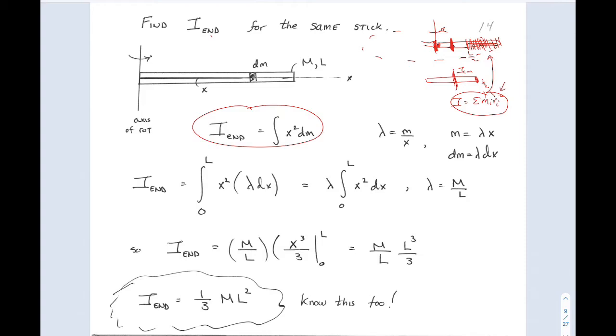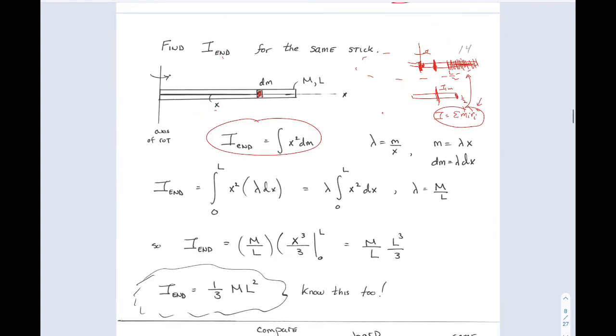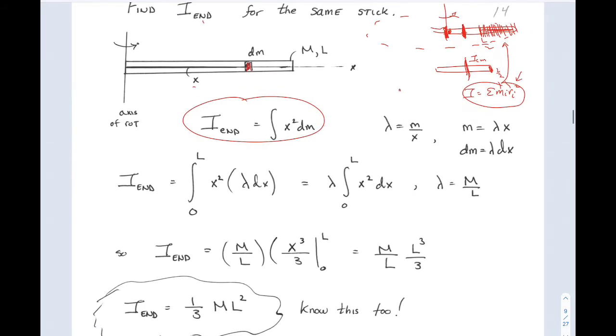I'm integrating x squared dm. x is the distance out to the mass element dm. Doing the same thing, I introduce a linear mass density, and I have to because the variable of integration is m, and I don't have an m, I have an x. So I have to change the variable of integration, or change the integrand. Here we're changing the variable of integration.